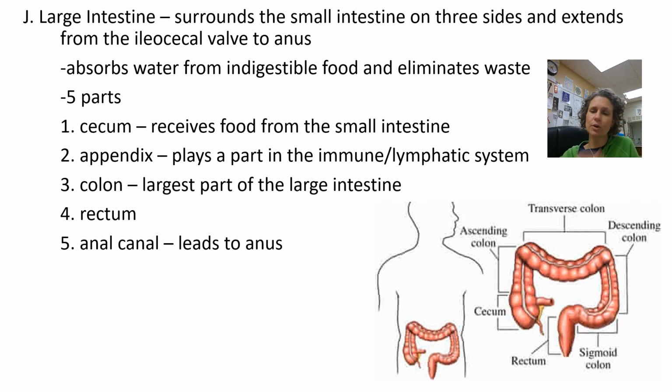Okay, last part of the digestive system, the large intestine. It kind of forms a little hut around the small intestine on three sides, and it goes from the ileocecal valve, which we talked about at the very end of the small intestine, all the way around to the anus. Its main job is to absorb water. So this gets all of the water out of your system. Your body can use that water, but if it doesn't, then it gets filtered through your kidneys, and then it's urine. But it also helps to eliminate solid waste.